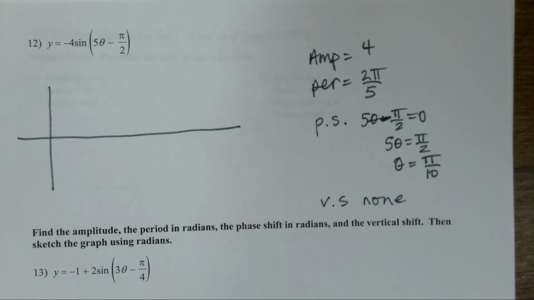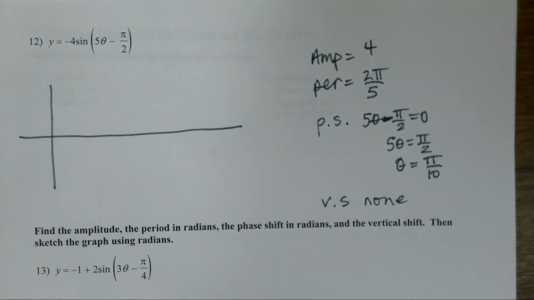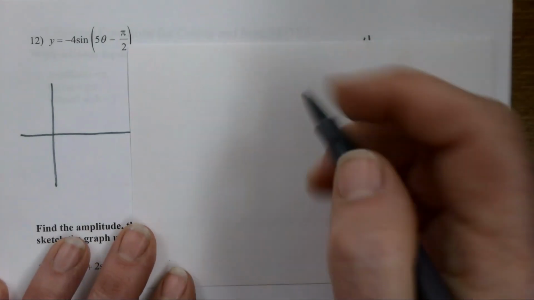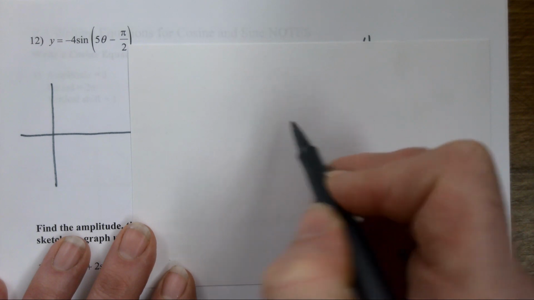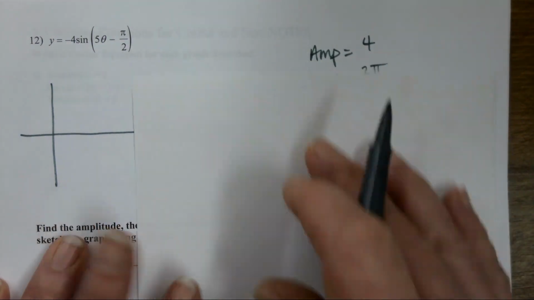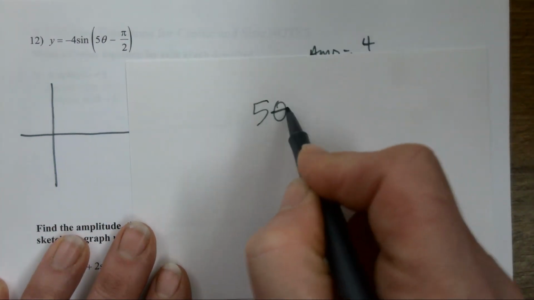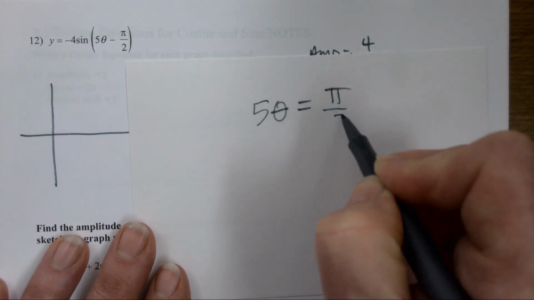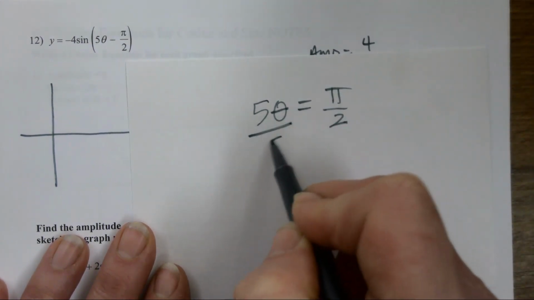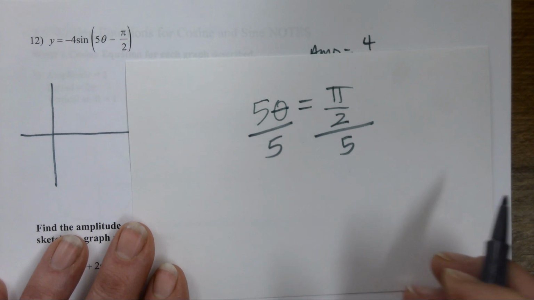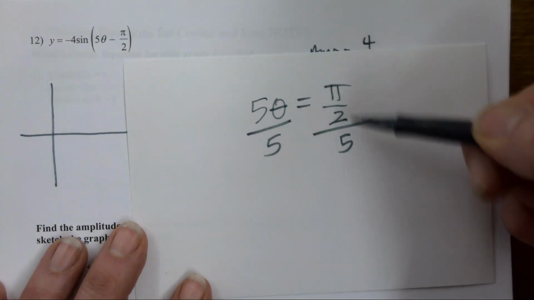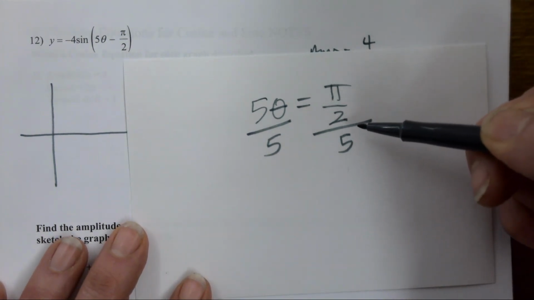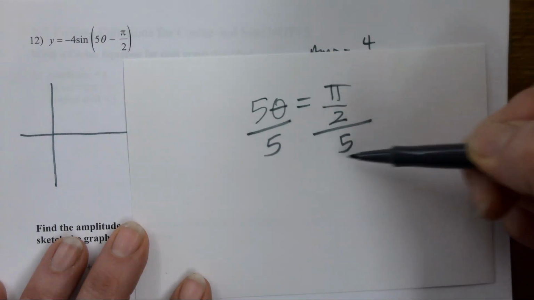I'll show you the kind of math behind it. So if I am taking, we'll use these numbers, that's fine. So 5 theta equals pi over 2. So I would divide by 5, divide by 5. Well, this is a fraction already, and this makes it like a compound fraction.